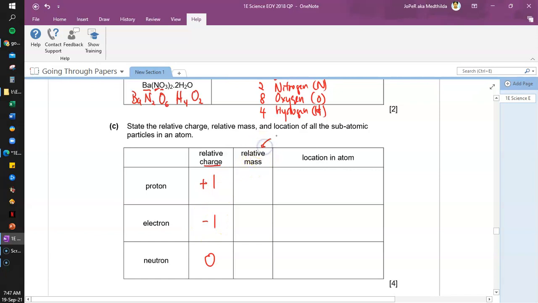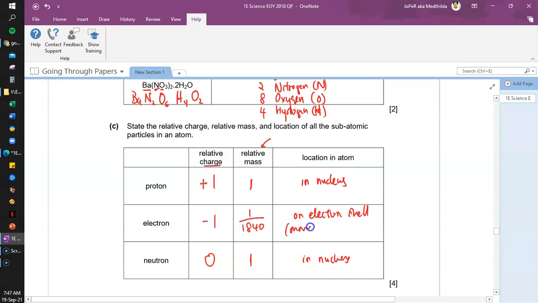In terms of relative mass, just take note, only those in the nucleus will have a relative mass of 1. So what's in the nucleus? The proton and neutron. Electron is outside orbiting, so this is the one where you have to write the 1/1840. Location in atom: this is in the nucleus. Right? Neutron also in the nucleus. Okay, this one is on the electron shell.